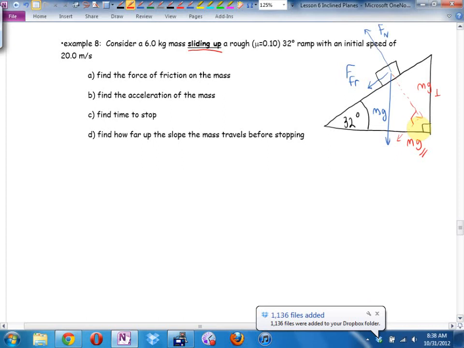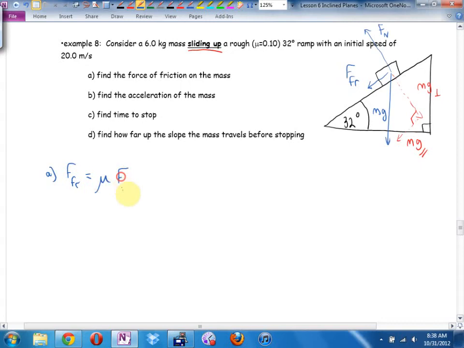A says, find the force of friction on the mass. Friction is mu times the normal force, always. Do I know mu? Yep. I don't know the normal force. But look at my diagram. I know another force exactly the same size as the normal force. Which one? Don't you dare say mg. Which one?